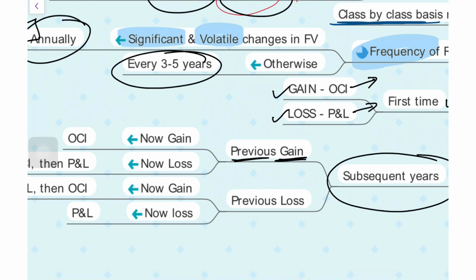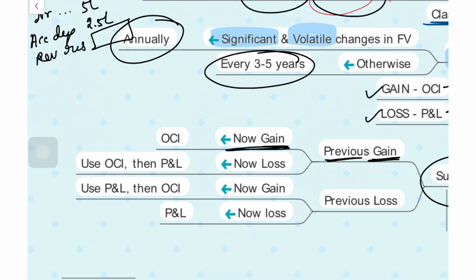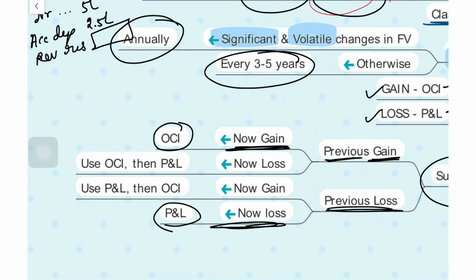So if in the previous year, that is in your first year, there was a gain, and now again this year also you have got a gain, then it will go into OCI only. Okay. Now if the previous year there was a loss, and this time also there is a loss, then it will go into P&L only. Okay. So as usual it will go into those accounts where it has to go.